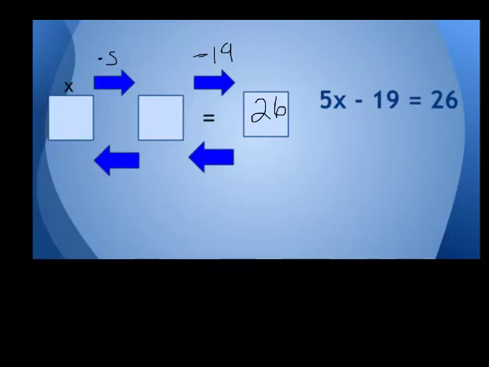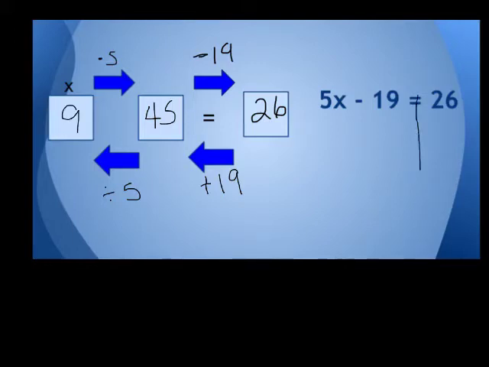So what's the inverse of minus 19? The inverse of minus 19 is plus 19. And what's the inverse of times 5? The inverse of times 5 is divide by 5. So let's execute both of those steps. 26 plus 19 is 45. 45 divided by 5 is 9. So we get x equals 9.